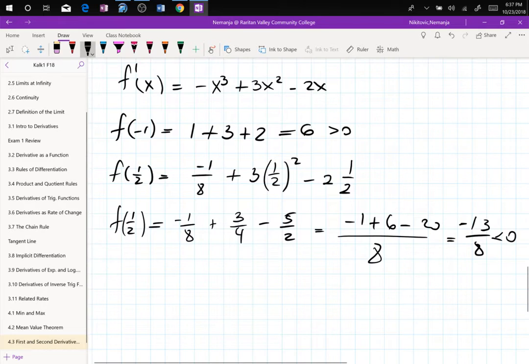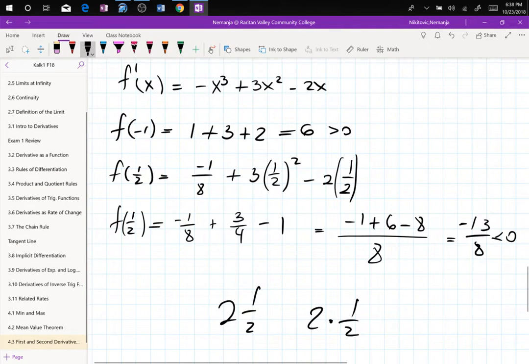Professor, should it just be 1 instead of 5 halves? Is that supposed to be just 2 times 1/2? Oh, it's 2 and 1/2, not 2 times. Exactly. 2 and 1/2 and 2 times 1/2 are very different things, because this one is equal to 2 plus 1/2, which is definitely not this. Sure.